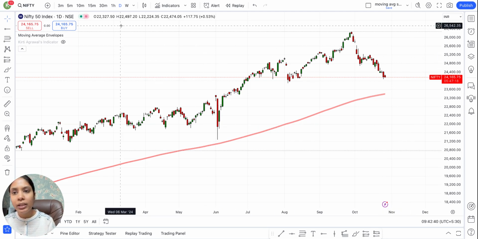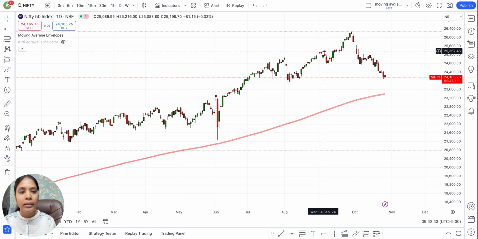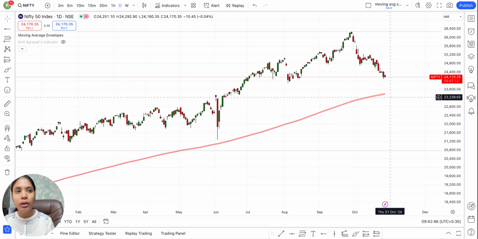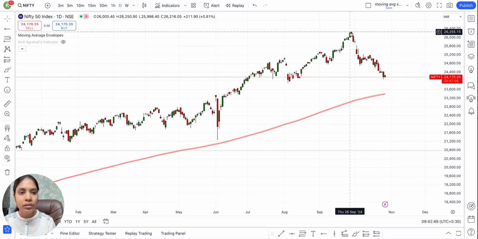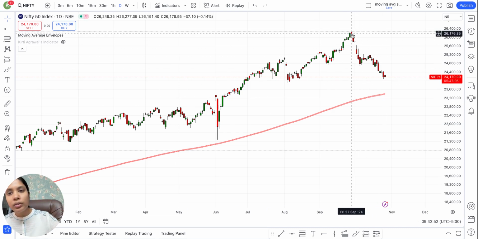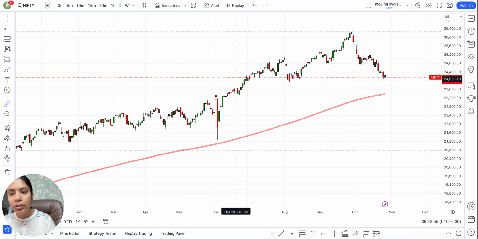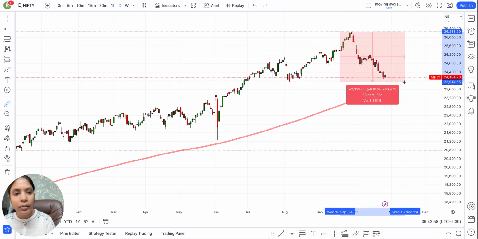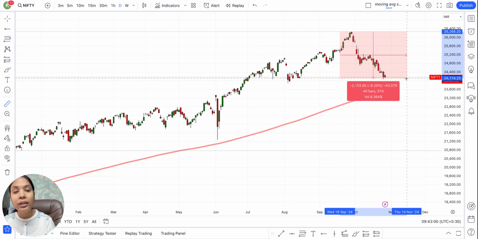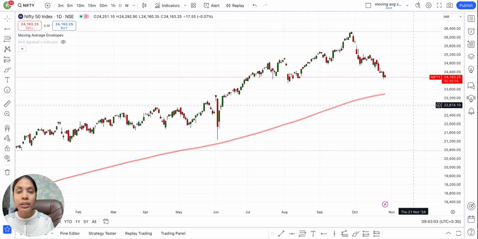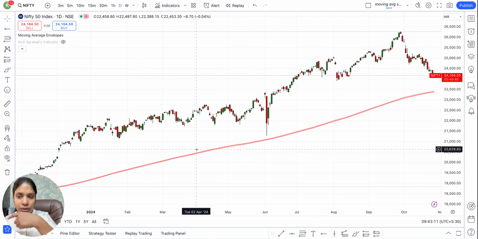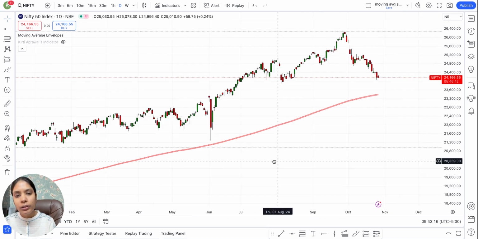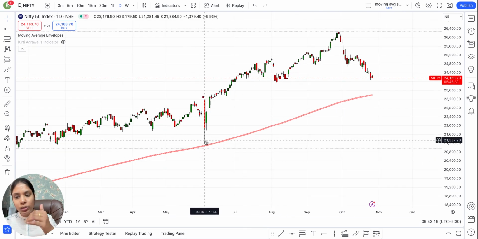This is Nifty's daily chart, and today is the live market. I'm recording this video in the live market. We started falling from 26,277, and from the top Nifty has fallen around 8% by now. This red colored average on the chart is the 200 period moving average. Last time we came close to the 200, and this time also we're coming almost close to the 200.